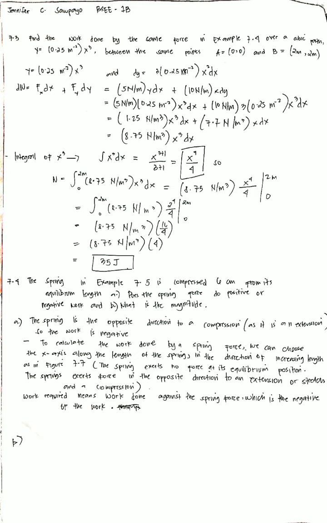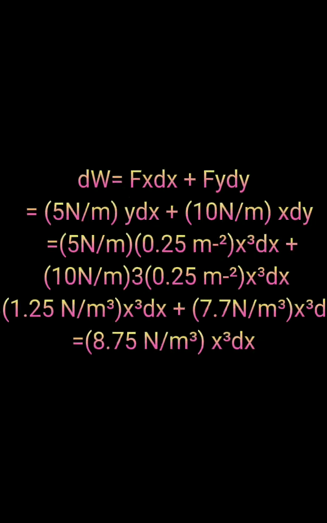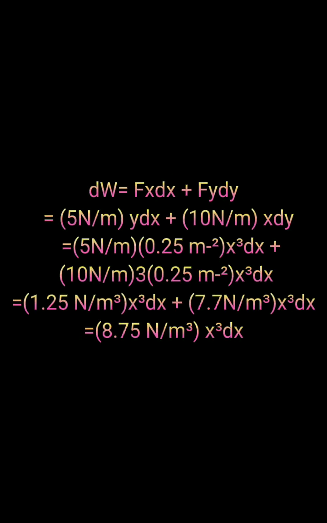So we will derive the solution, which is the infinitesimal element of work: dW equals F_x dx plus F_y dy equals (5 N/m) y dx plus (10 N/m) x dy. After that, we will substitute into the formula.